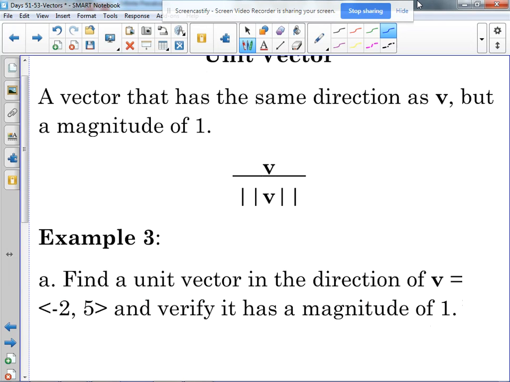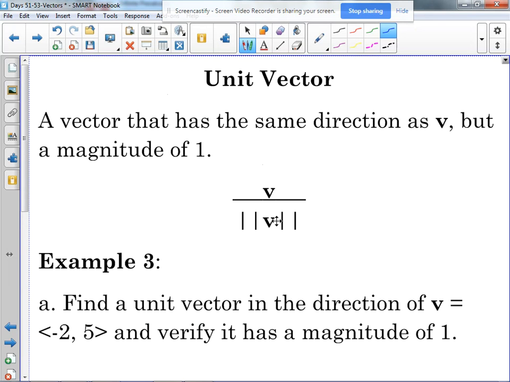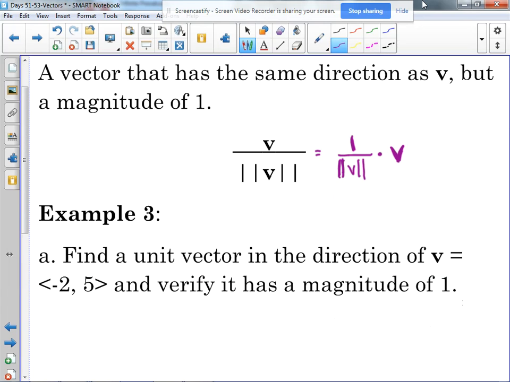It is the vector divided by the magnitude. Now, here's another way of looking at that. It's really like a scalar multiple because the magnitude is a number, right? The magnitude is a number, so it's a scalar multiple of the component form of the vector. So you've got to have your magnitude to be able to find the unit vector. So let's look at one of these.